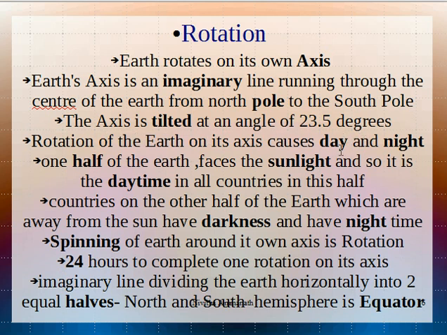Rotation of the earth on its axis causes day and night. We have seen one portion has the day while the other portion has the night. One half of the earth that faces the sunlight is having daytime in all the countries in this half. Countries on the other half that does not face the sun have darkness and so have nighttime.